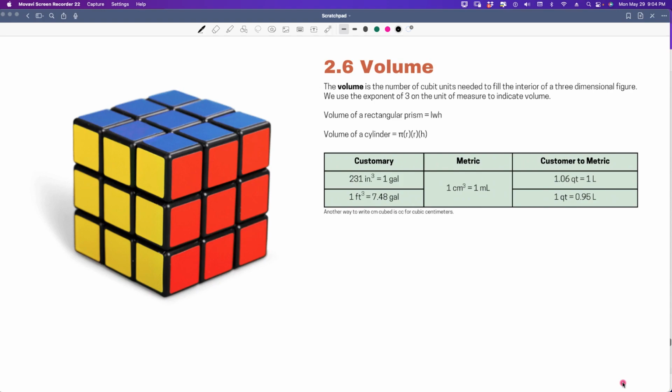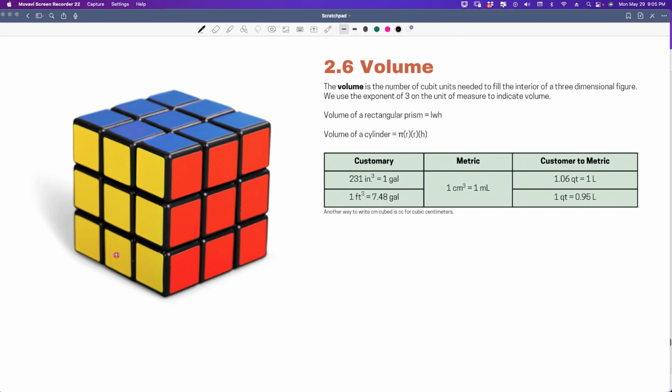Welcome back. We're in lesson 2.6. This is the last lesson of chapter 2. We're going to talk about volume. In our previous lesson, we talked about area. Volume, let me back up.